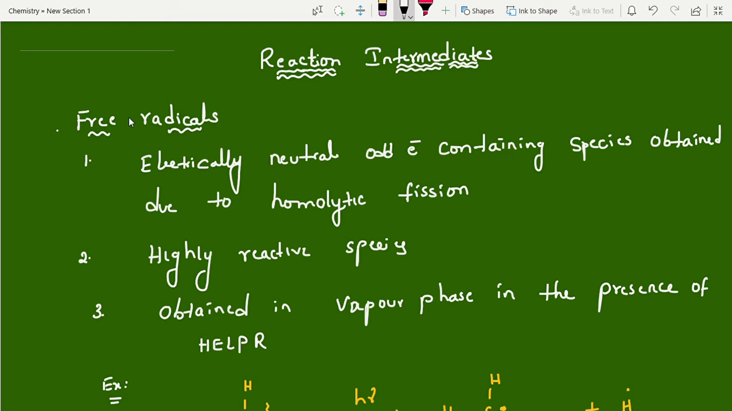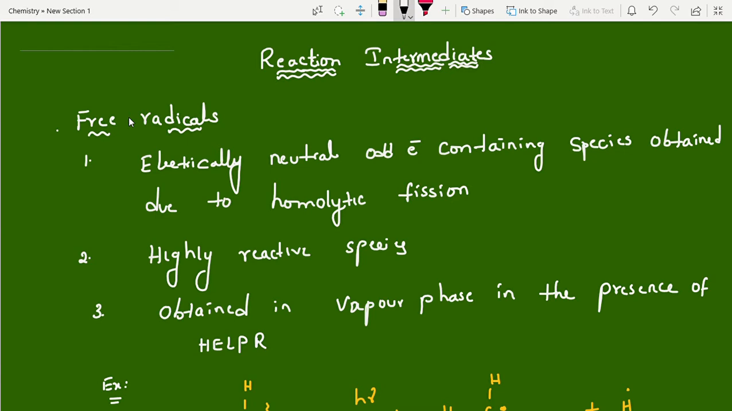Hi students, in this video I am going to explain reaction intermediates. In the previous video I had explained bond cleavage, that is bond fission, and types of reagents. In bond fission we observed reaction intermediate formation, but I only discussed formation. In this video, I am going to explain the stability order and the remaining important points.